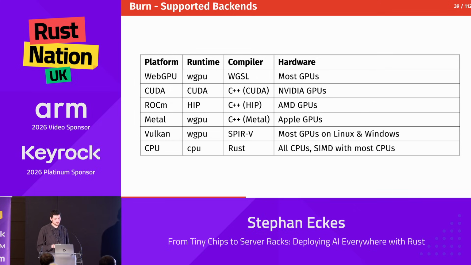Then Metal for Apple GPUs. Vulkan support is nice. So as I said, Vulkan is often the fastest for consumer AMD GPUs. And CPU. And then it's just using the Rust compiler, right? With SIMD for most kernels and most CPU architectures.